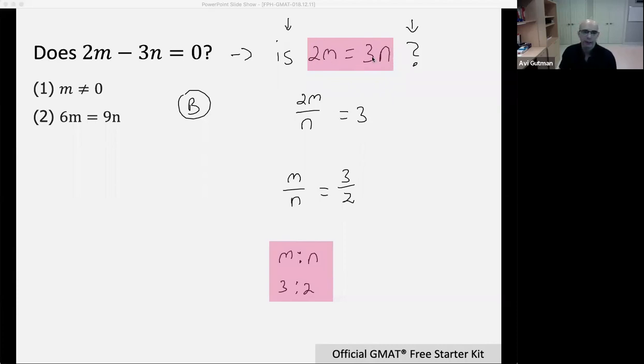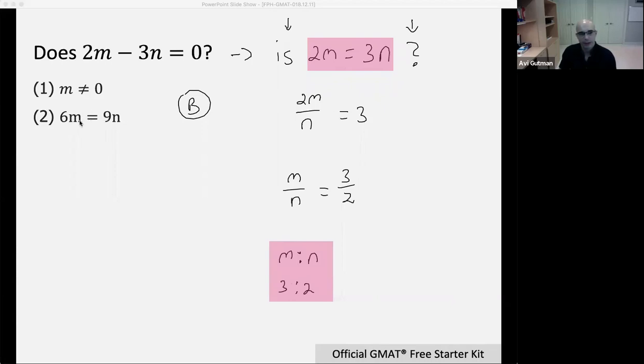I think it's a good idea for the GMAT to look at an equation like that and immediately recognize, hey, this is giving me a ratio. And knowing how to go from that equation to the ratio, you'll notice that the numbers kind of flip when we get from the equation to the ratio. And then we can see statement 2 also gives us a ratio.